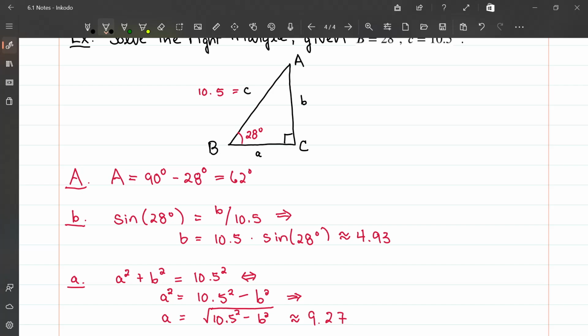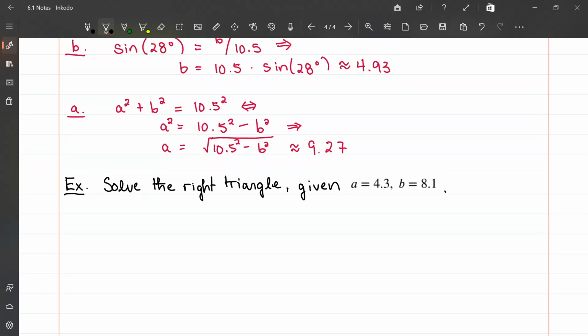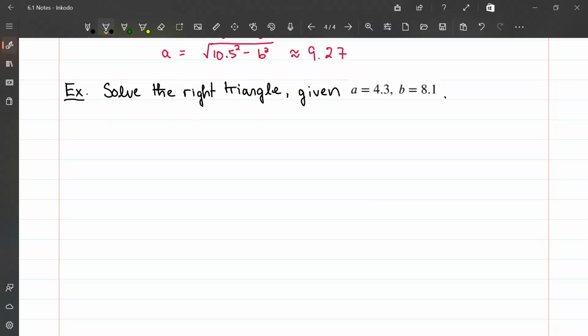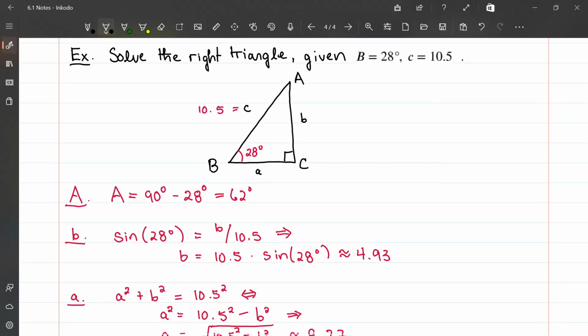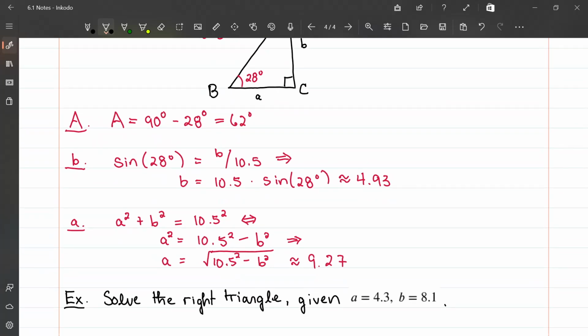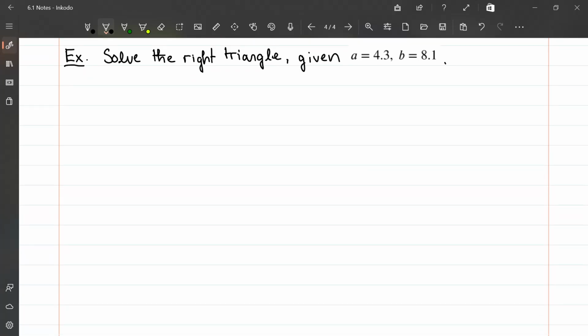Let's do another example. I have another one of those right here. We're going to solve a right triangle given that little a is 4.3 and little b is 8.1. Based upon the previous example, the very first thing we should do is draw a right triangle. So go ahead and do that however you're most comfortable. Remember though, I'm going to be drawing one kind of like the one I did here. I'll hold off on labeling until I have it in front of us.